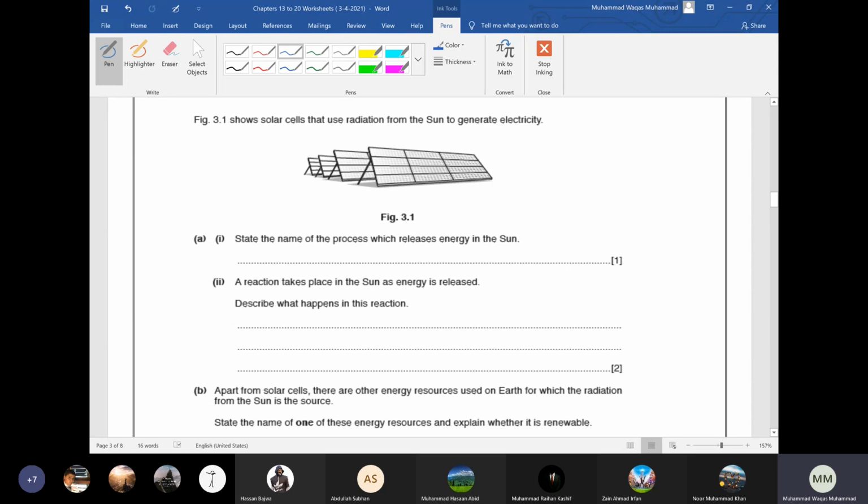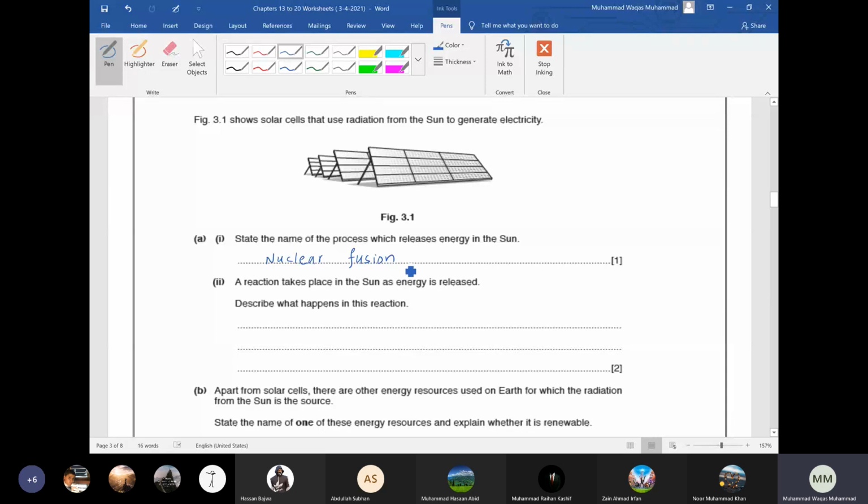When we discuss nuclear energy, we discuss power stations and atomic bombs, where nuclear energy is used. Also remember that the energy released in the sun is by a nuclear reaction which is called nuclear fusion. That's an important point, and it's also a repeatedly asked question in paper 2 as well. So remember that in the sun, energy is released by nuclear fusion.